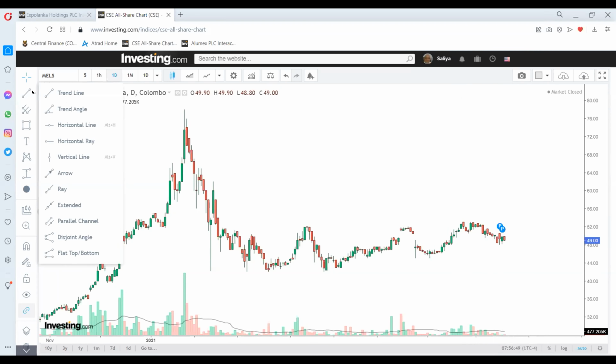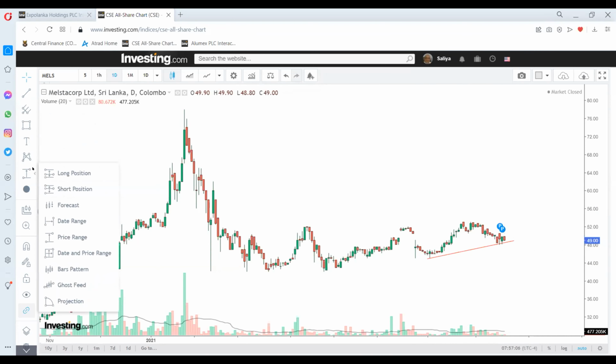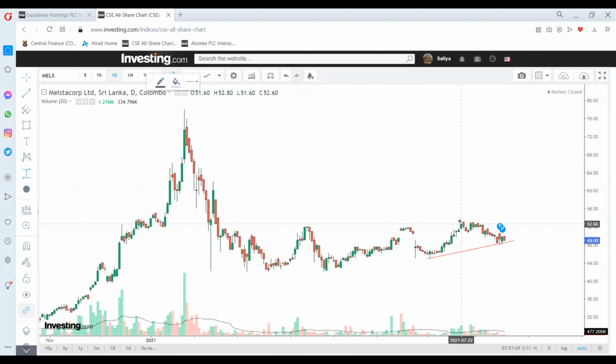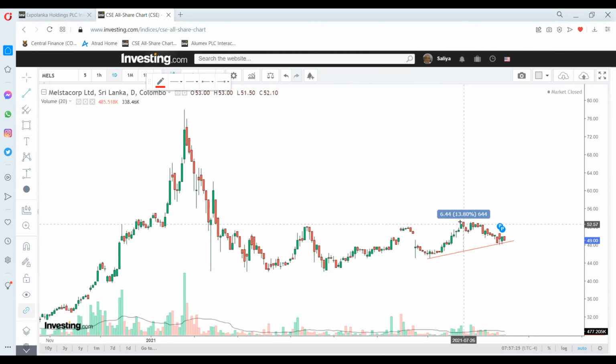Therefore, if we make use of these two bottoms, we can use either this or here. I'm going to use this level as the bottom here, and I'll be using this as the high, and I'm going to connect from this level to this level, and at the same time I'll be using this high, which is 53 rupees, as the neckline.